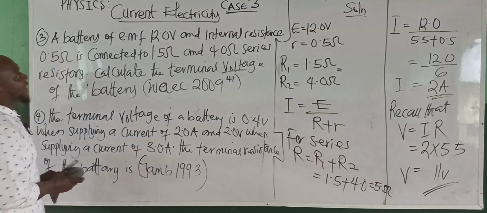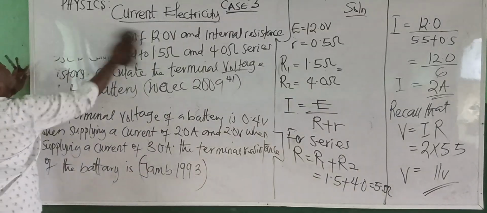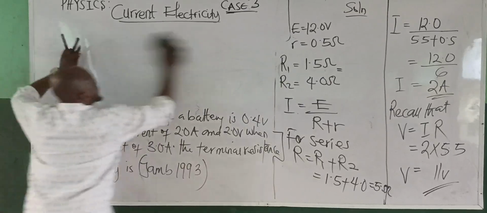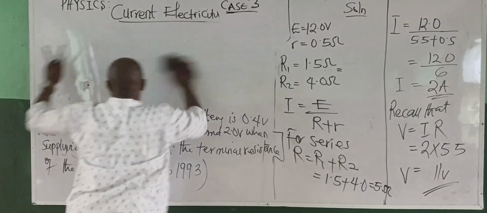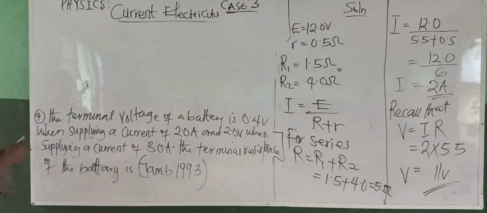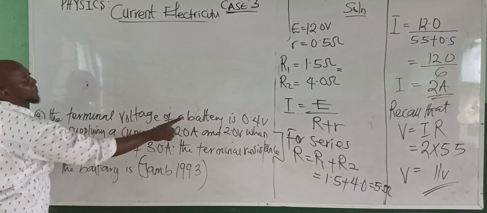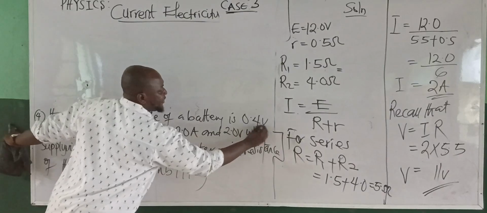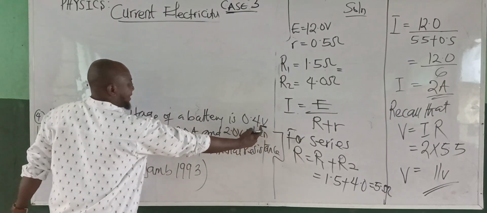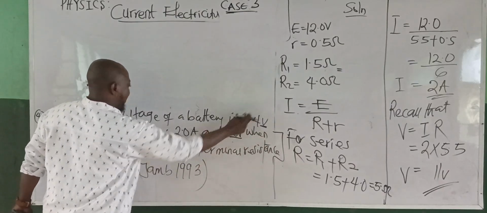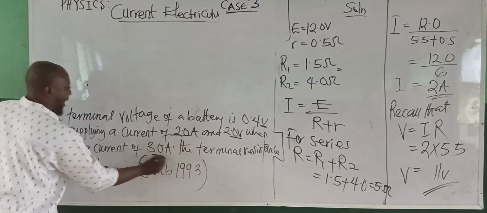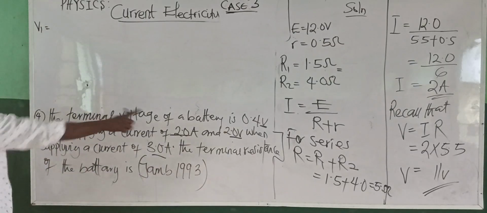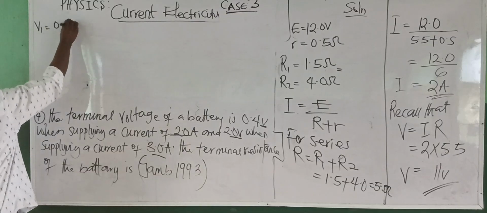So let's quickly run over dealing with question number 4. Now let's check number 4 question. We are told that the terminal voltage of a battery is this. Observe that if your potential difference is appearing twice, and your current is appearing twice, it means that you can do it like this. So V1, the first V1 there, is 0.4 volts.